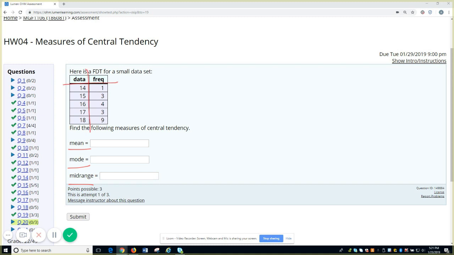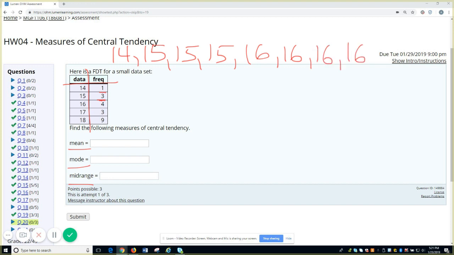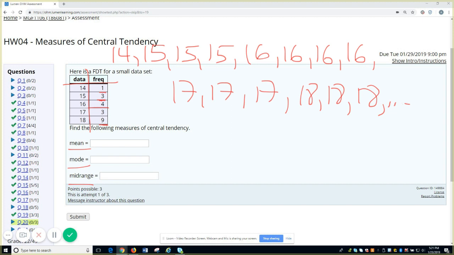So we know that this first column is the actual data value. The second column tells us how often we see it in our set. So if I were to write my data set out, I would have 14 occurring once, then I have 3 15s. This 15 has a frequency of 3, and then 4 values of 16, and 3 values of 17. Oh, and 9 values of 18. Quite a few. And so that's another reason why we tend to use that shortcut when we find the mean.